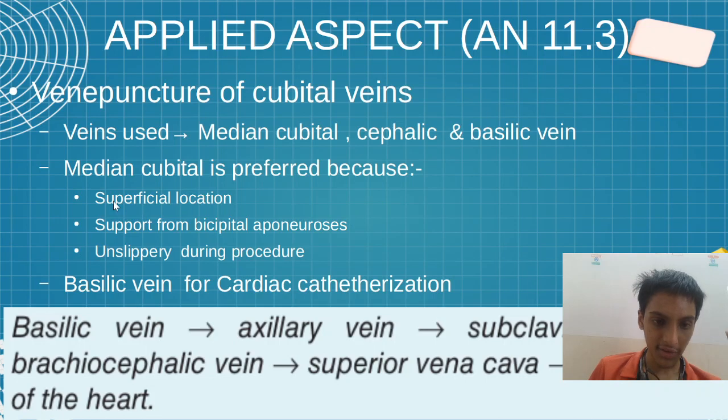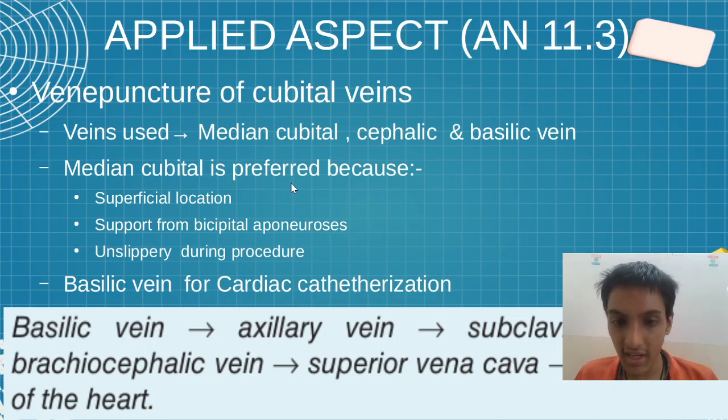First of all, superficial location, and there is support from the bicipital aponeurosis. This is a very critical reason. Most important reason is this: it is supported by the bicipital aponeurosis. That is why there is stability while we are taking blood samples or recording the BP of the patient. Only this is the reason. Bicipital aponeurosis.